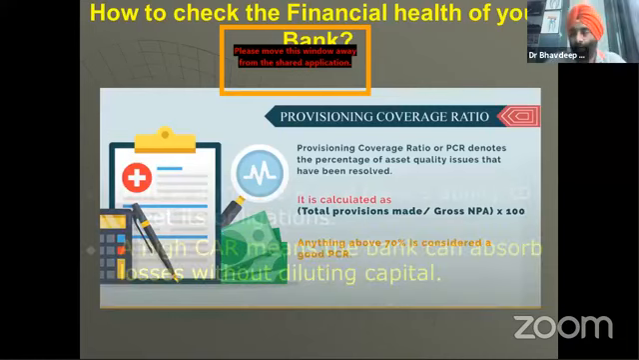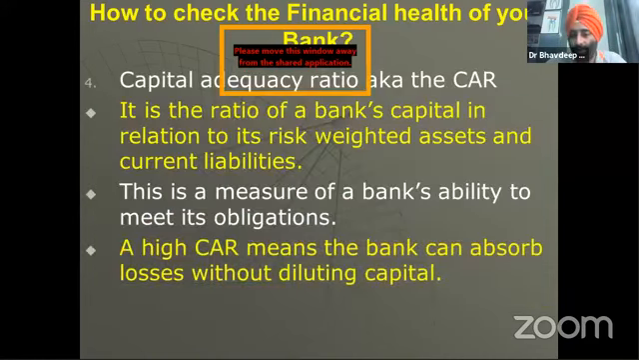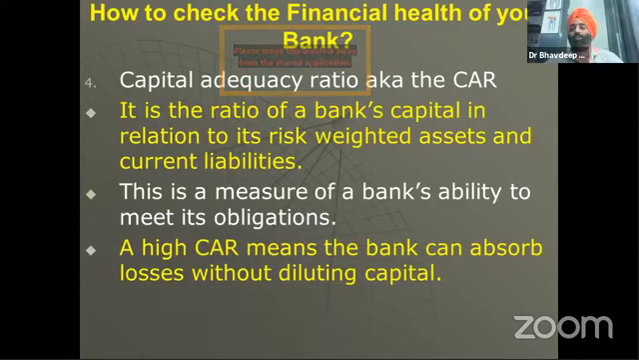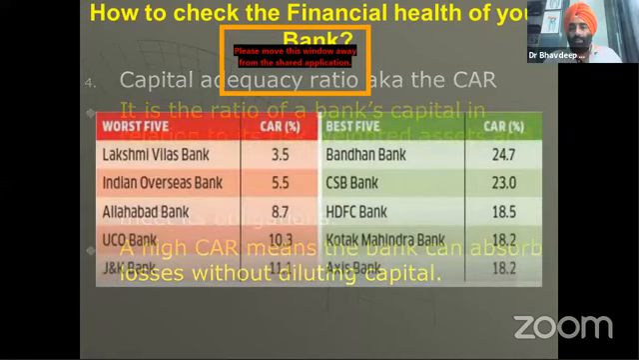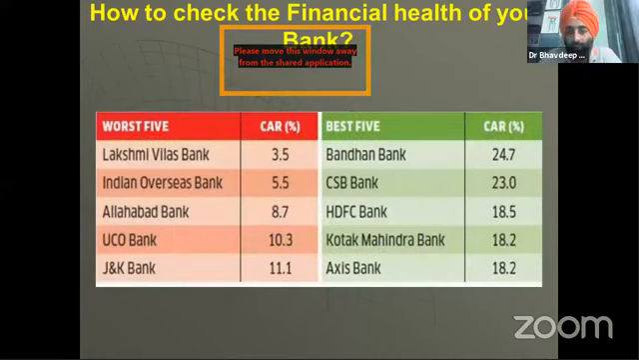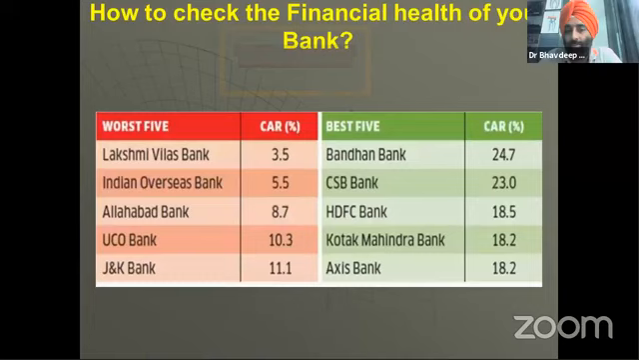Now the CAR, the capital adequacy ratio. It is the bank's capital against its total risk-weighted assets, again a measure of the bank's ability to meet its obligations. Let's suppose the bank has liabilities more than its total capital. That is where the CAR comes into play. High CAR means the bank can absorb losses without diluting capital. Let's check out the figures. The best five are Bandhan Bank, CSB, HDFC, Kotak Mahindra, Axis. Lakshmi Vilas, IOB, Allahabad, UCO, and J&K are the worst ones in terms of CAR.